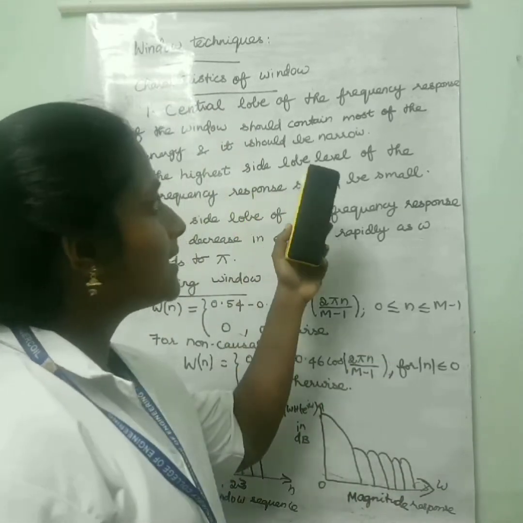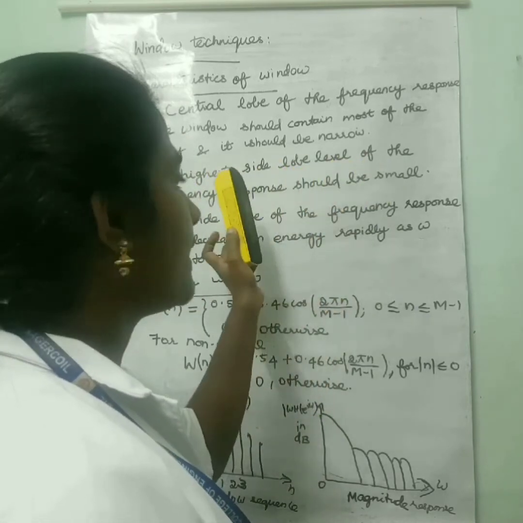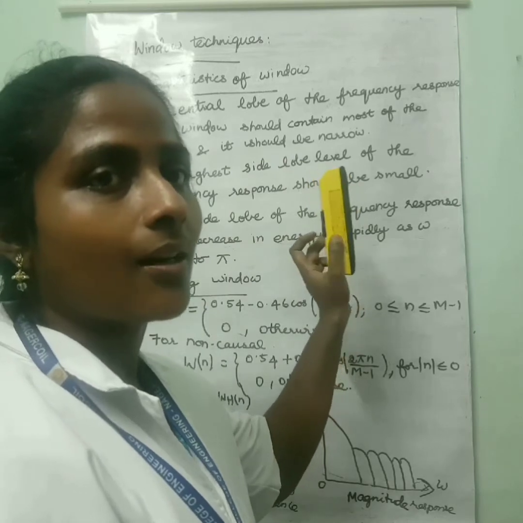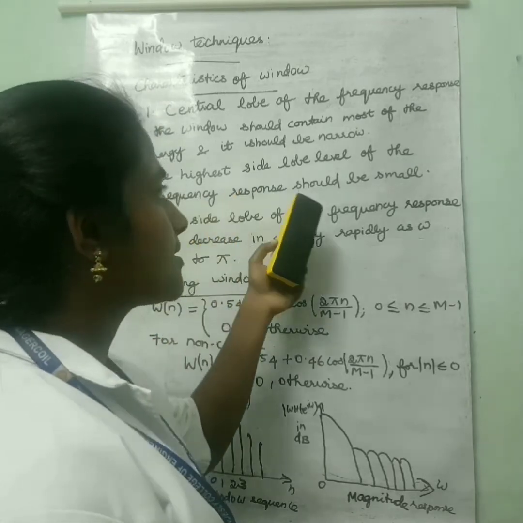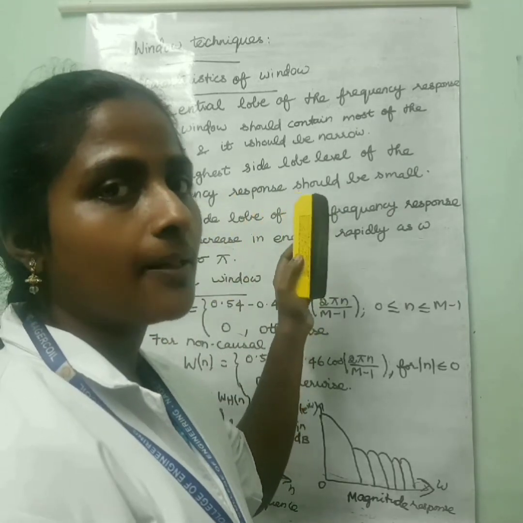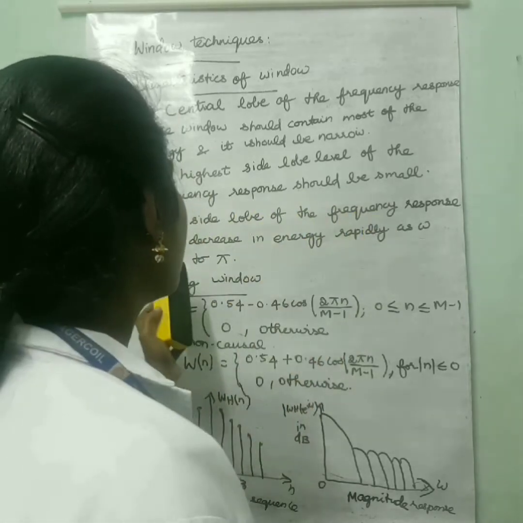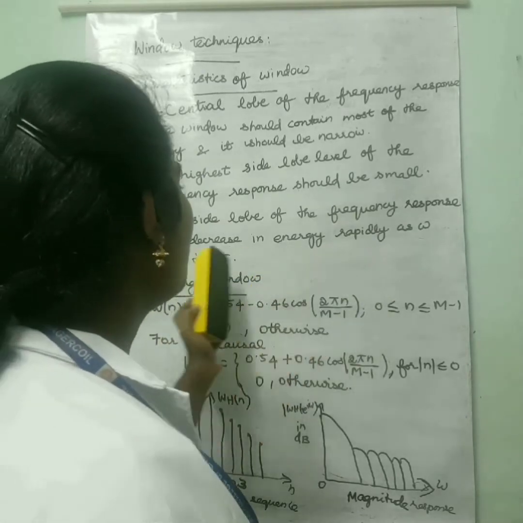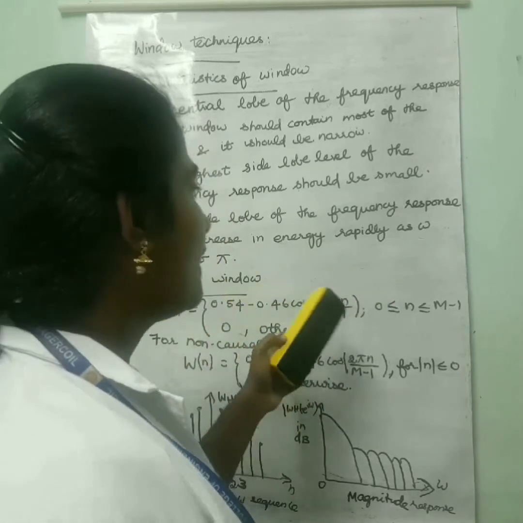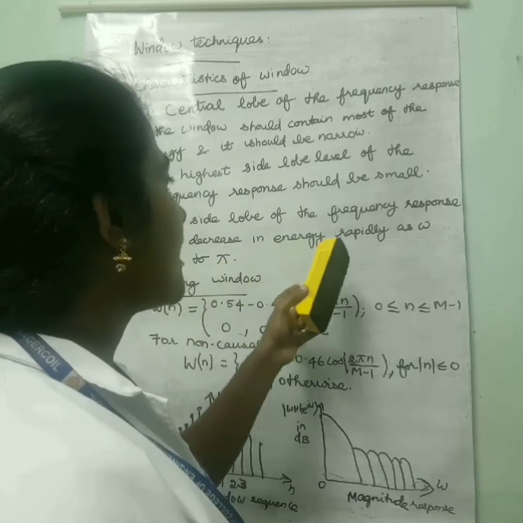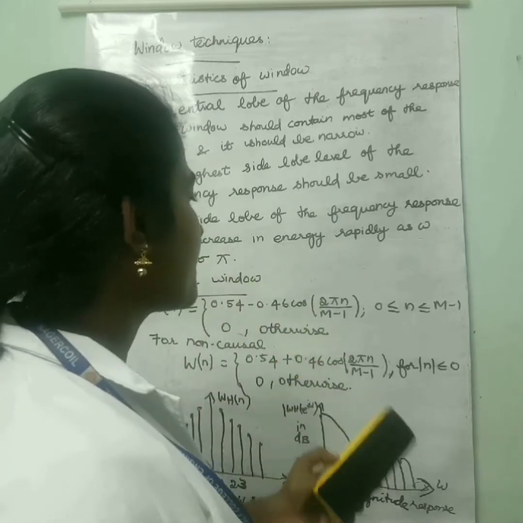First one is the central lobe of the frequency response of the window should contain most of the energy and it should be narrow. And the second one is the highest side lobe level of the frequency response should be small. And the third one is the side lobe of the frequency response should decrease in energy rapidly as omega tends to pi. Okay, so we have three desirable characteristics of window.